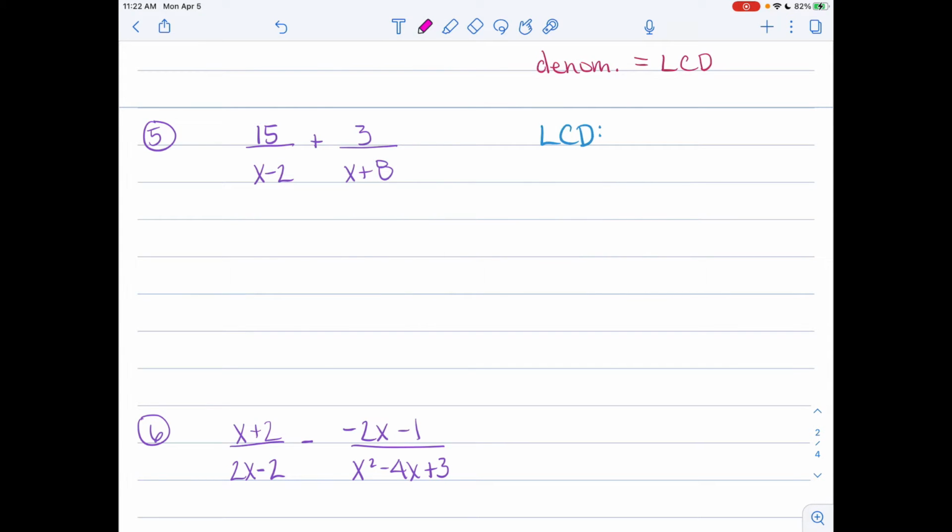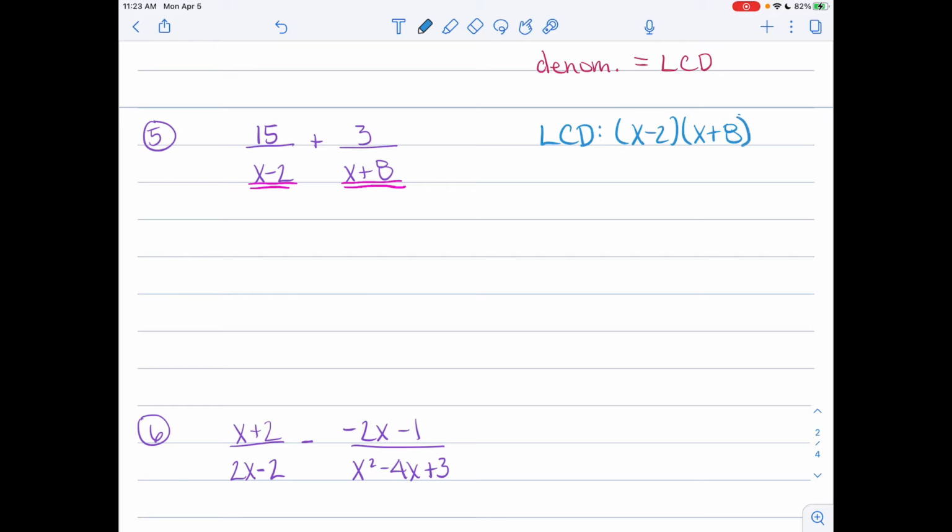I see a factor of x minus 2 in the bottom and an x plus 8 in the bottom. These do not have an x in common. Remember, the only way that you could say that they have something in common is if everything was multiplied together. These are added or subtracted, so these are two separate factors. So my LCD is going to be x minus 2 times x plus 8.